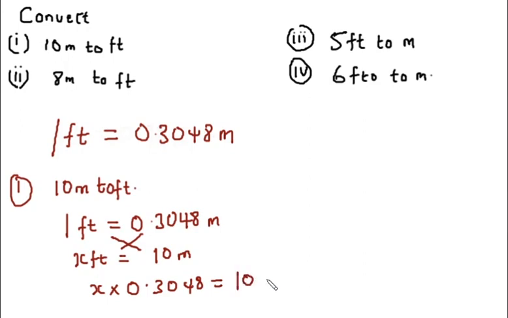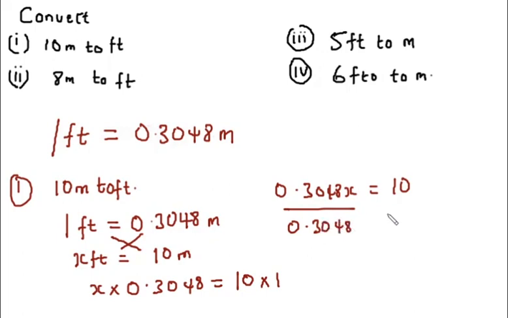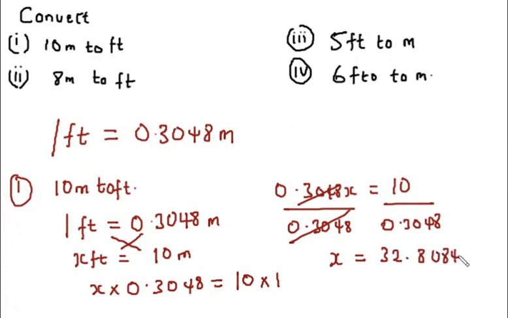So this is 10 times 1, and this becomes 0.3048x, which is equal to 10. Then if we divide both sides by 0.3048, this one cancels out this one, and x is now equal to 10 divided by 0.3048, which is 32.8084 to 4 decimal places.